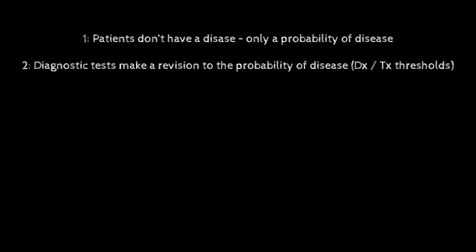So along the line, moving on with the rules of Bayesian thinking, or some of the take-homes of Bayesian thinking, is that diagnostic tests make a revision to the probability of the disease. A D-dimer doesn't diagnose a PE. It revises the pre-test probability to a post-test probability, right? And all of our tests do this.